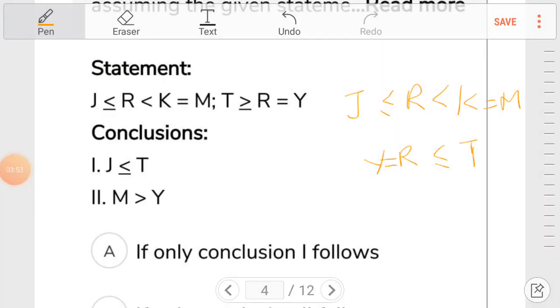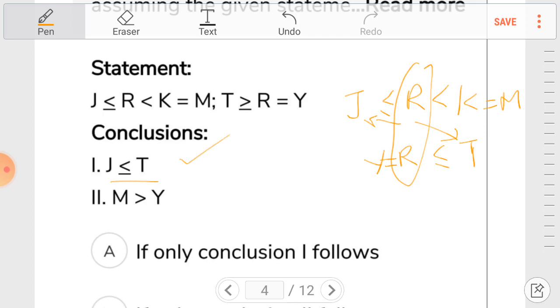In the next statement, J less than equal to R less than K and K is equal to M. And in the next one, T is greater than equal to R and R is equal to Y. So from R it is related that conclusion 1, J is less than equal to T. T is greater than R and J is less than R. So it is related that J is less than equal to T.